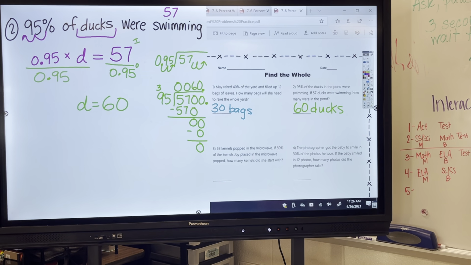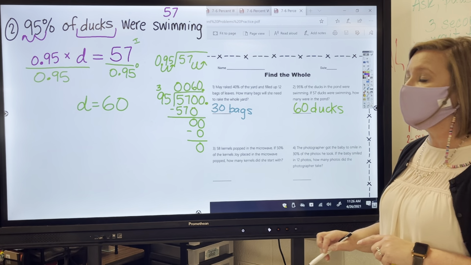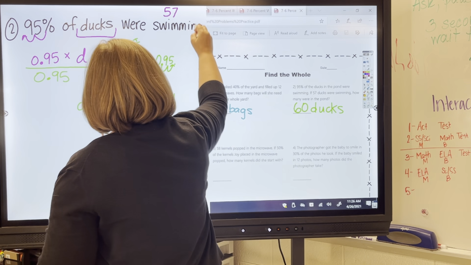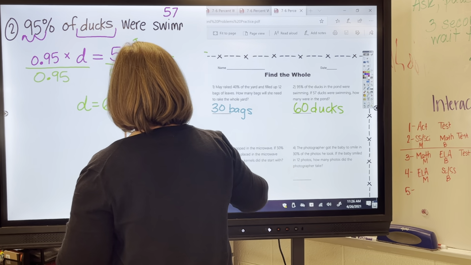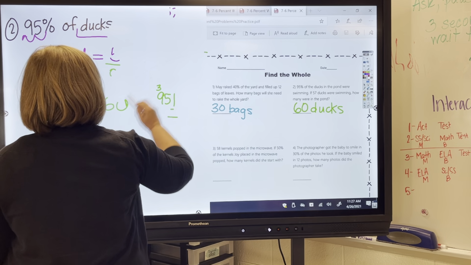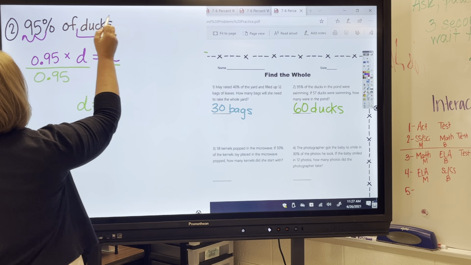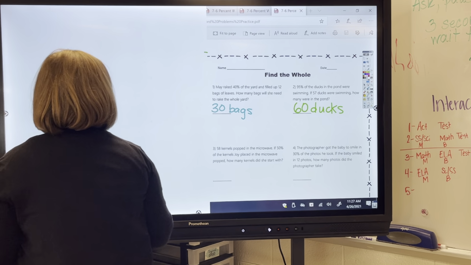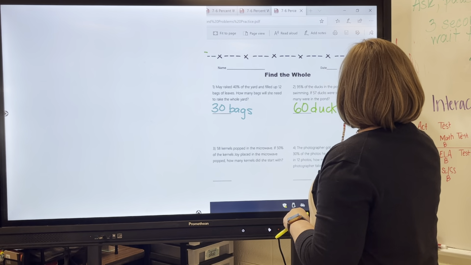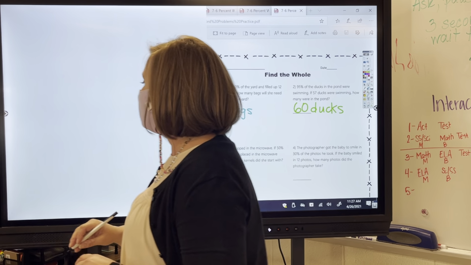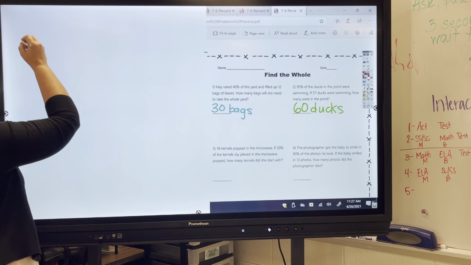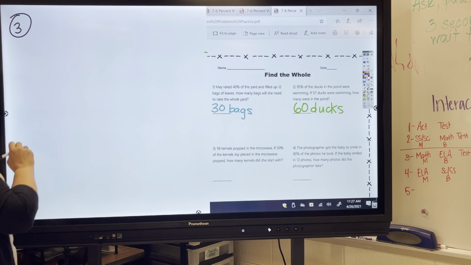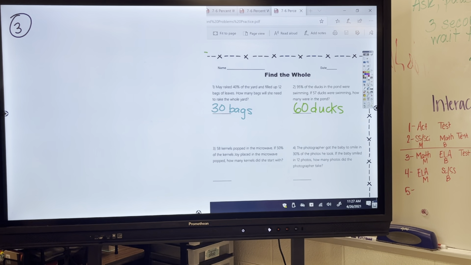All right. Number 3 is easier than any one we've done so far. But I am going to tell you that for my homeroom earlier today, number 3 tripped some people up. Okay? So let's look at number 3. Number 3 says that 58 kernels popped in the microwave. If 50% of the kernels Joy placed in the microwave popped, how many kernels did she start with?